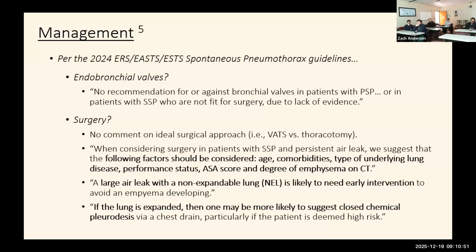And they go on to further clarify what they mean by that. They say if you have a patient with a large air leak with non-expandable lung, that's probably going to need early intervention compared to someone who has an expanded lung that if they're high risk, maybe you consider chemical pleurodesis.